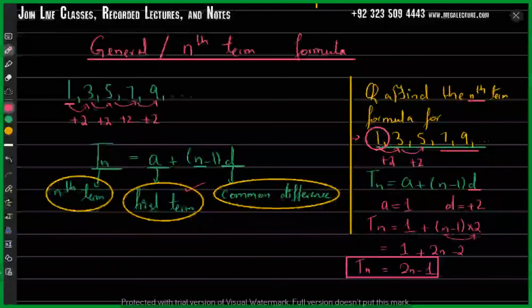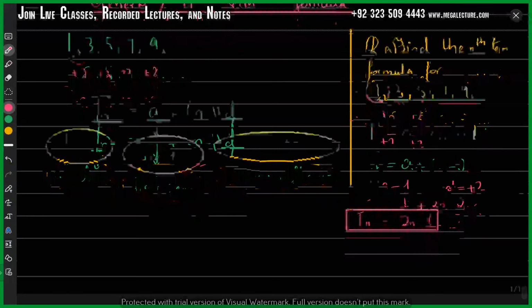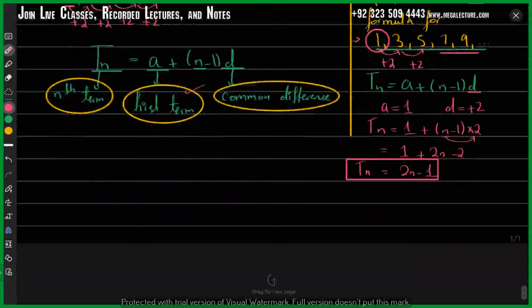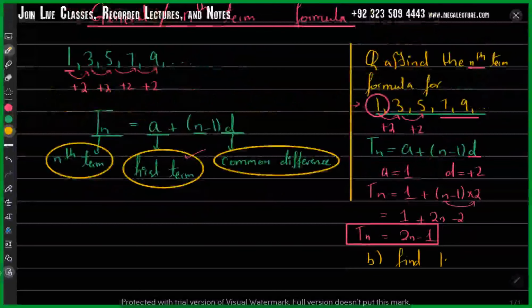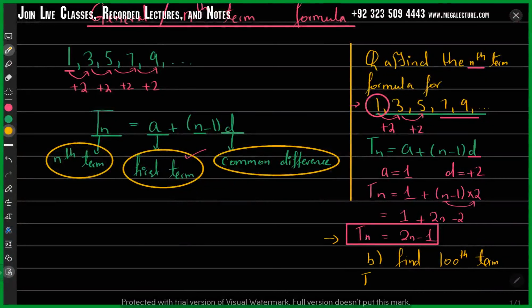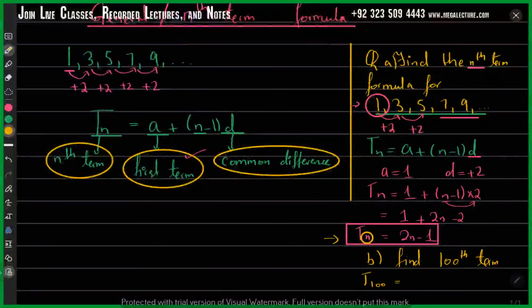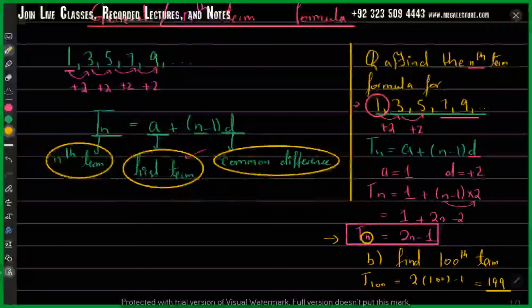So let's say the next part of the question was: find the 100th term. In that case, either I can directly plug in 100 in this n and then find the value, or I can just use this T. What is n? This is n. N is 100 in our case. So I'll write down T100. This means the 100th term. 2 multiplied by, instead of n, I'll be writing down 100, minus 1, and this is going to give me 199. So 199 is basically the 100th term.